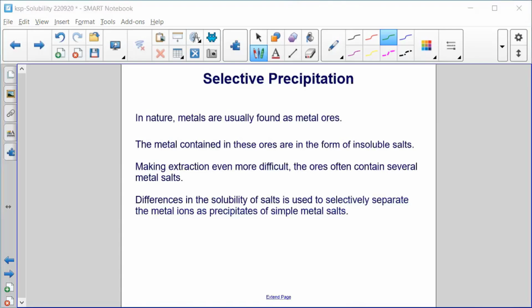In nature, metals are usually found as metal ores. The metal contained in these ores is in the form of insoluble salts. Making extraction even more difficult, the ores often contain several metal salts. Differences in the solubility of salts are used to selectively separate the metal ions as precipitates of simple metal salts.